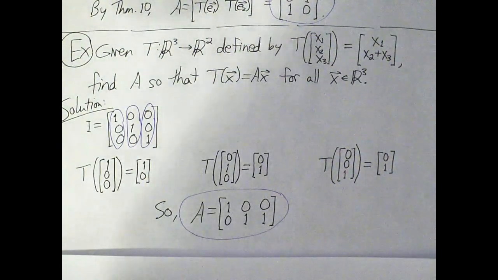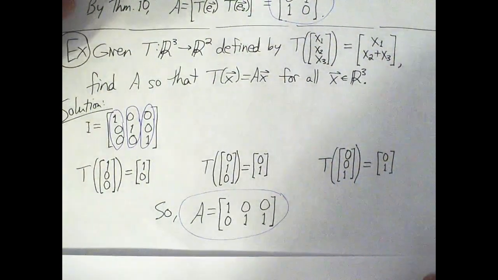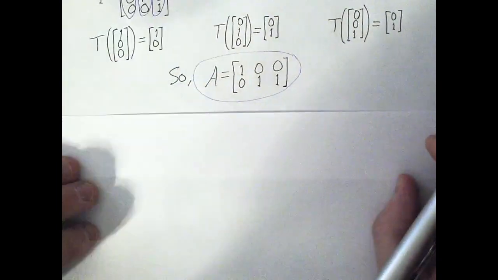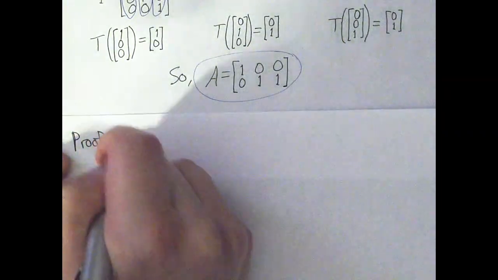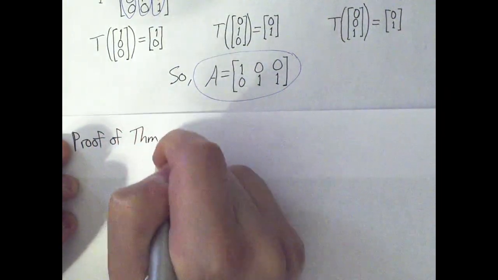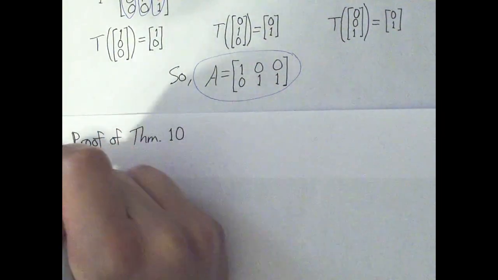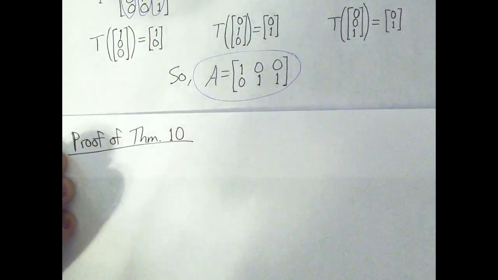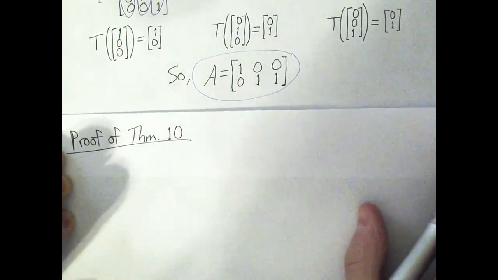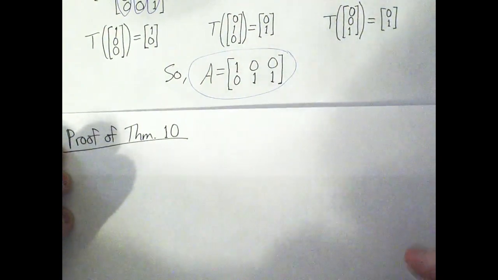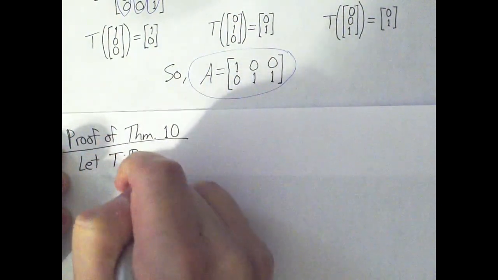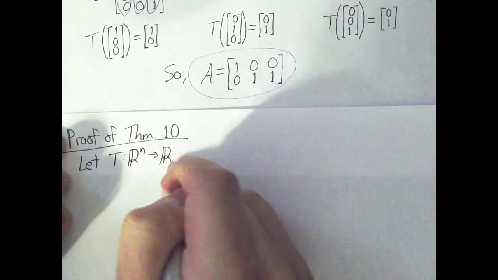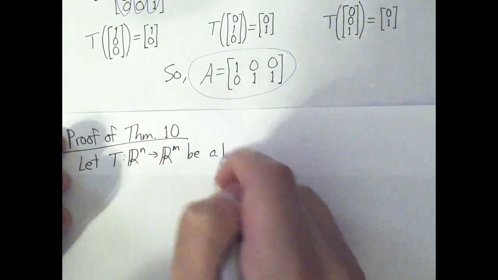Let's get a fresh sheet of paper and let's prove Theorem 10. Proof of Theorem 10. We don't prove every result in this class, but we want to prove the important ones. Okay, let T from Rn to Rm be a linear transformation.